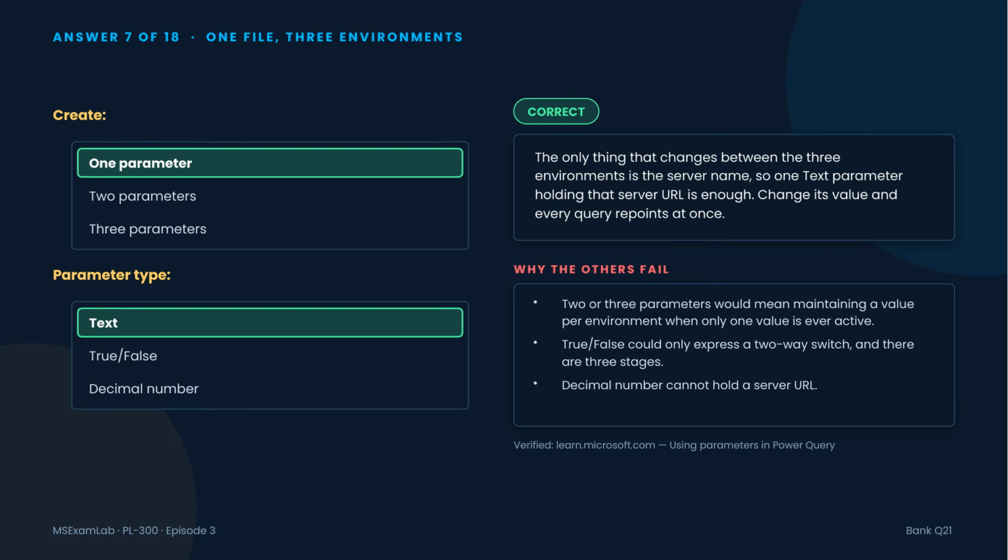Now why the others fail. 2 or 3 parameters would mean maintaining a value per environment when only 1 value is ever active. True-false could only express a 2-way switch, and there are 3 stages. Decimal number cannot hold a server URL. Verified against Microsoft Learn, using parameters in Power Query.